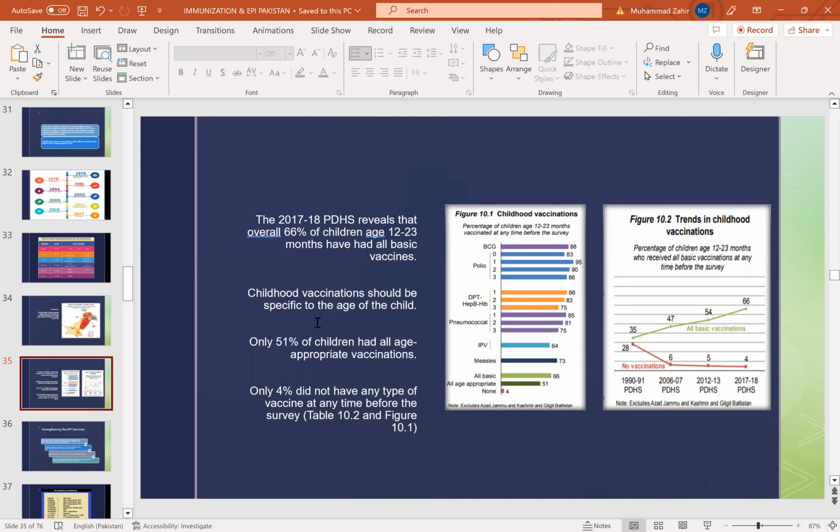Childhood vaccination should be specific to the age of the child. Only 51% of children had all age appropriate vaccines. Only 4% did not have any type of vaccine at any time before the survey.